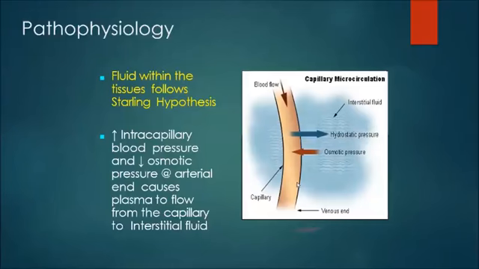Okay, so fluid within the tissues follows Starling hypothesis. That's why it's so important to know. An increase in intracapillary blood pressure and decrease in osmotic pressure at the arterial end causes plasma to flow from the capillary to interstitial fluid, and that's where there's an exchange of nutrients and oxygen from the blood to the interstitial fluid and transfer of toxic substances out from the cells. As the blood comes in from the arterial end, this is what's basically happening.